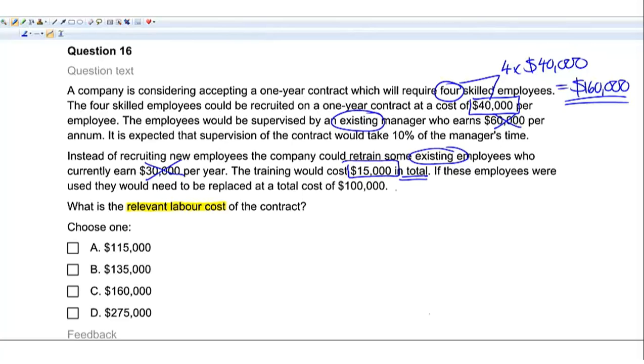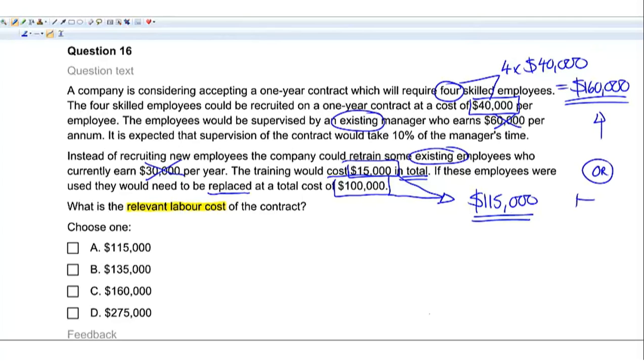And if these employees were used, they would need to be replaced at a total cost of $100,000. So therefore, the incremental training cost is relevant. It's caused by the decision to go ahead with the contract. And if we use existing employees, we would need to replace them at a cost of 100,000. And again, that is incremental. It's caused by the decision to use these employees on the new contract. In total, if we use our existing employees, it would cost us 115,000. We therefore have a decision to make.